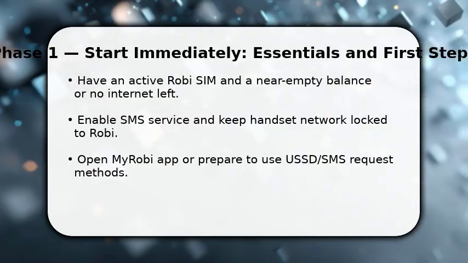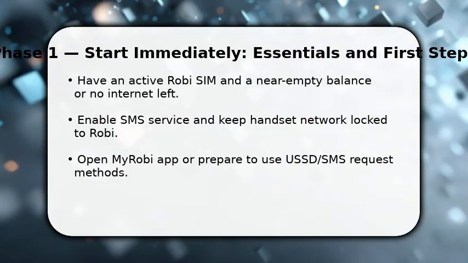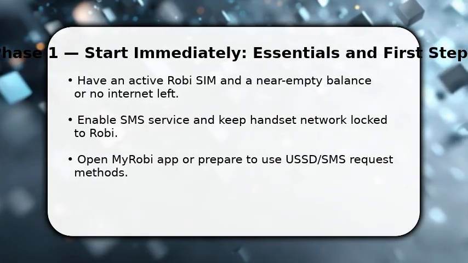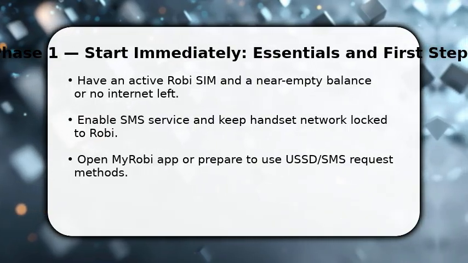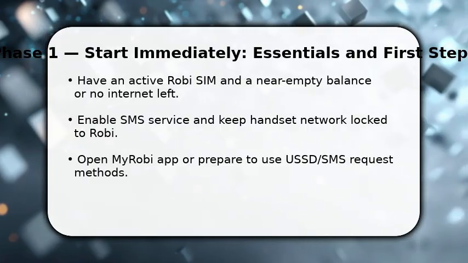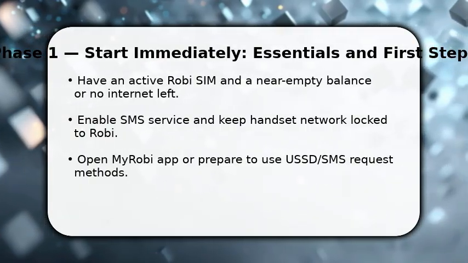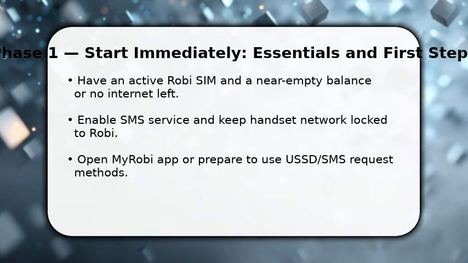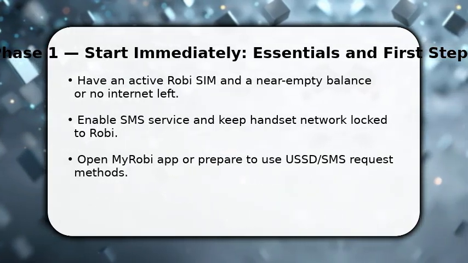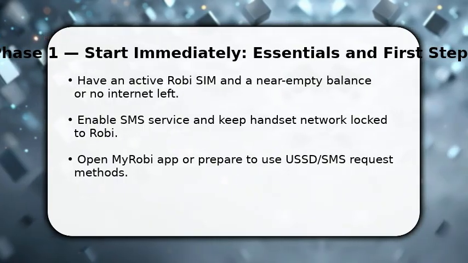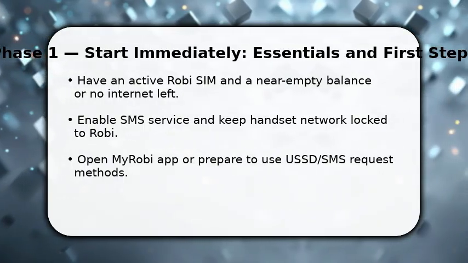You begin now. Confirm your Robi SIM is active and you can send SMS. Next, check the My Robi app or USSD menu for an advance MB or emergency data option. This is where you request temporary data credit. If you're offline, prepare to dial the specific Robi USSD for data advance or craft the required SMS template. Do this immediately so the operator can validate eligibility.